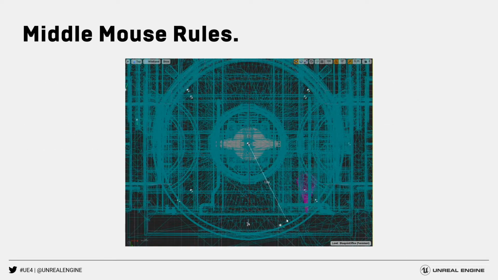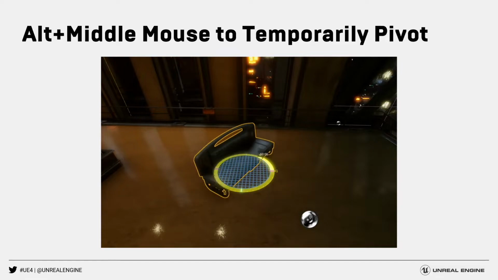Next one is a very simple one, but if you use the middle mouse in your orthographic viewports, it actually becomes a ruler. This is really useful because quite often you're just approximating how big something is when you're resizing it. Just be aware that at any point you can simply hold down the mouse and see how far a distance is.